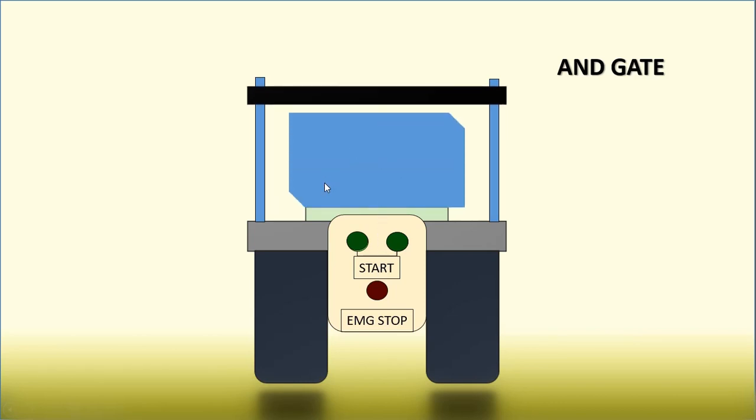And this is the final product. So in this way, AND gate is used in the safety switches of the blanking machine.